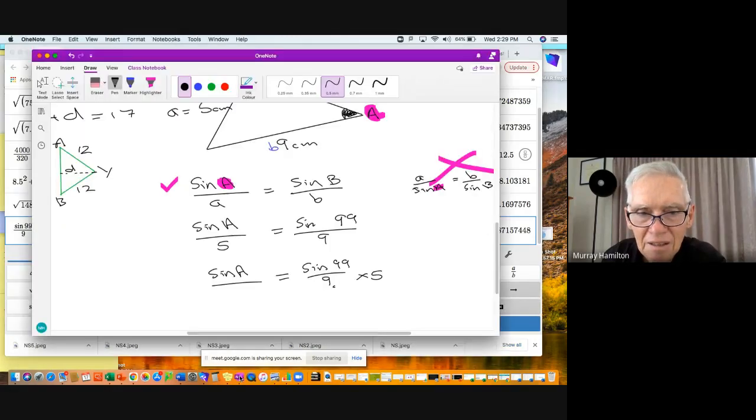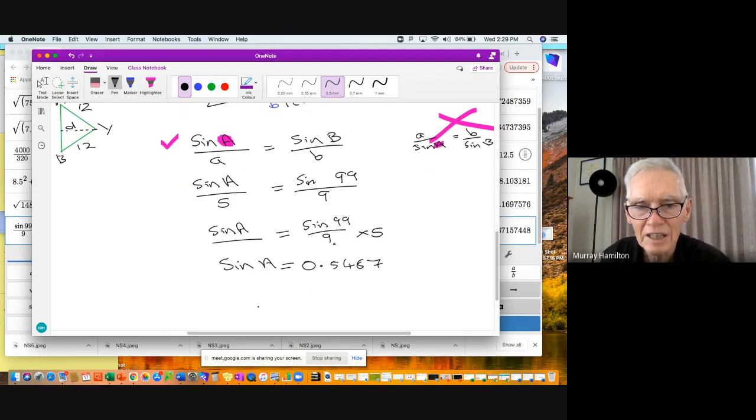Now that's not the angle, 0.5487. That's what the sine of the angle is. So to find the actual angle, I have to do inverse sine. The inverse sine doesn't actually look like that. It looks like sine negative 1. On your calculator, you go sine negative 1 of 0.5487 equals, and that will give us our angle.